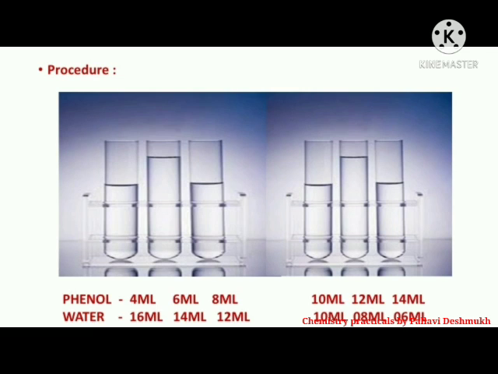Now the procedure. Take 6 Borosil boiling test tubes, clean them thoroughly and mark them 1 to 6. Now prepare the phenol water compositions in the boiling test tubes. For that, take 4 ml of phenol in the first test tube and add 16 ml of distilled water into it. Similarly, in the second test tube, take 6 ml of phenol and add 14 ml of distilled water. In the third test tube, take 8 ml of phenol and add 12 ml of distilled water. In the next test tube, take 10 ml of phenol and add 10 ml of distilled water.